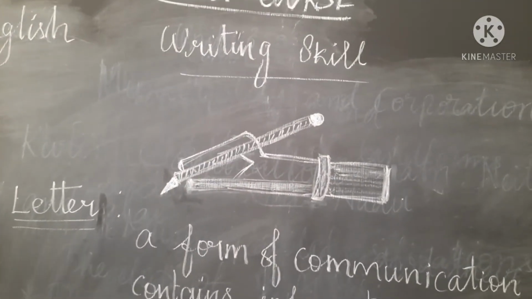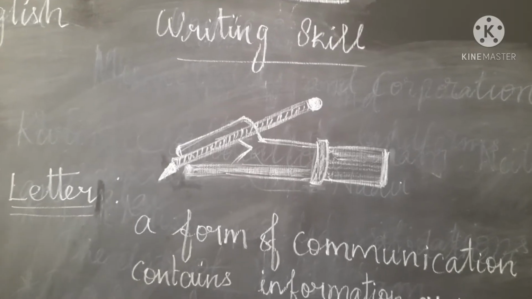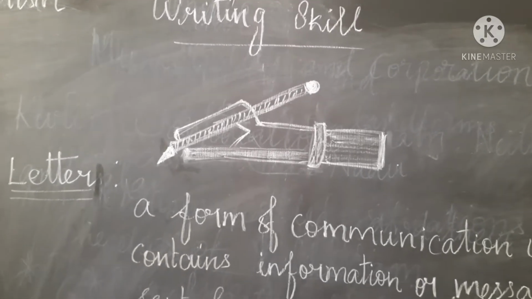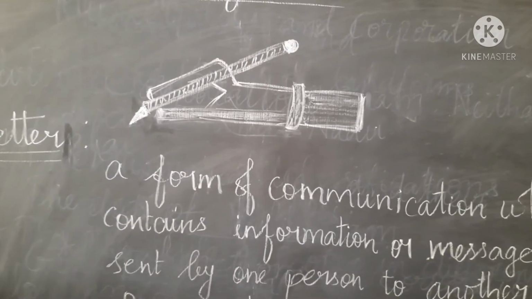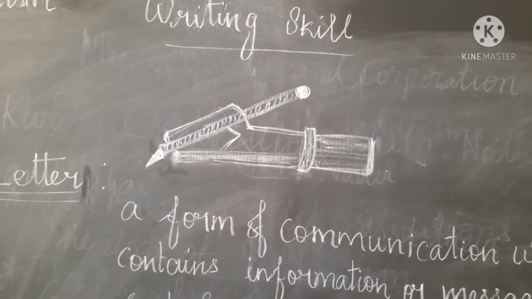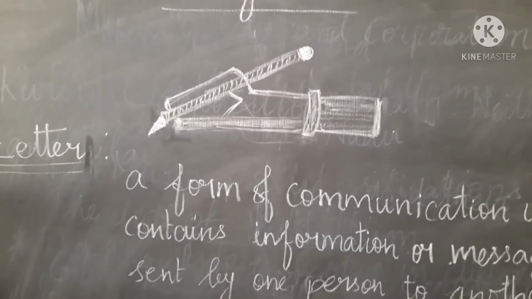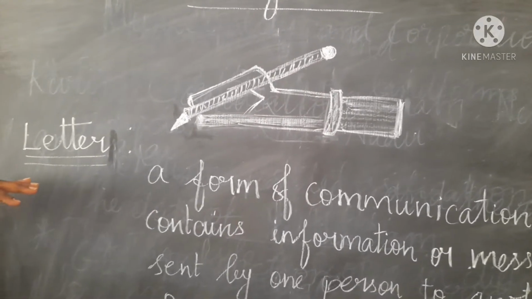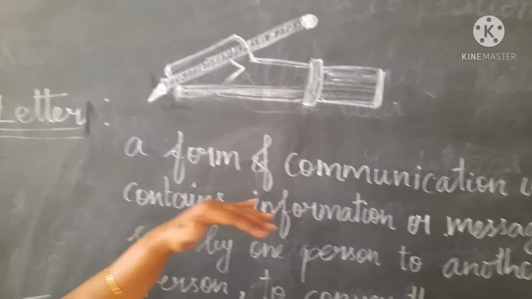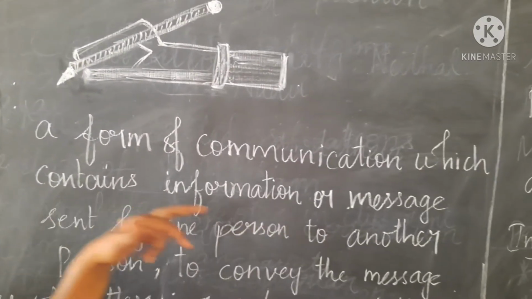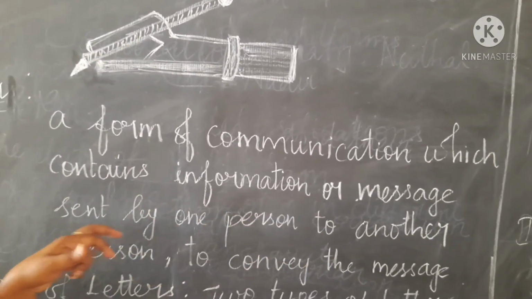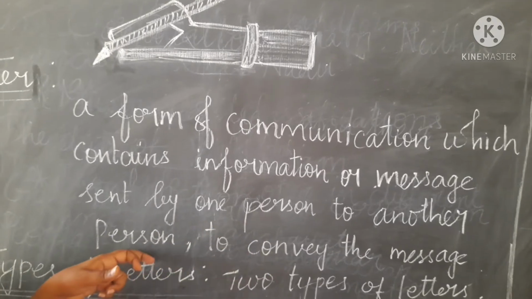See, in this writing skill, we are going to see a letter, what the types of letter are, and what the two forms of letter are. A letter is a form of communication which contains information or a message sent by one person to another person to convey the message.